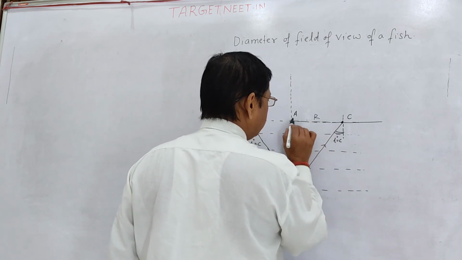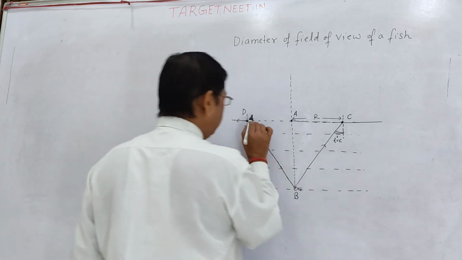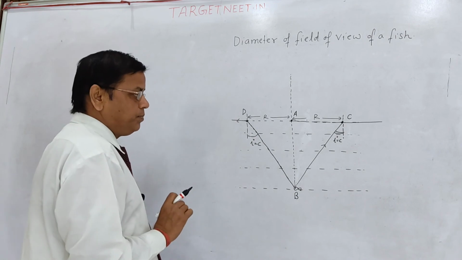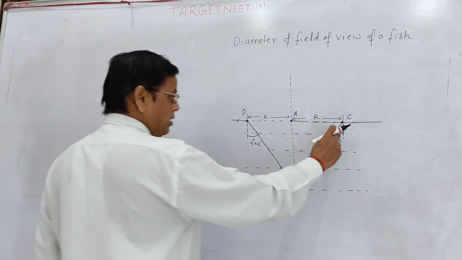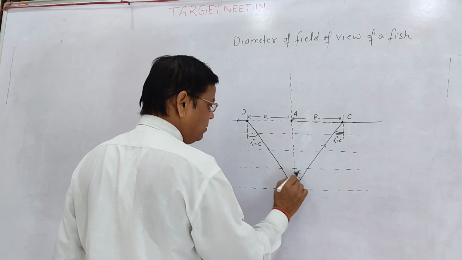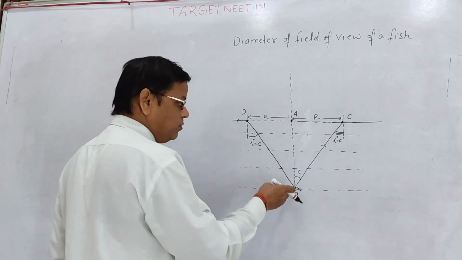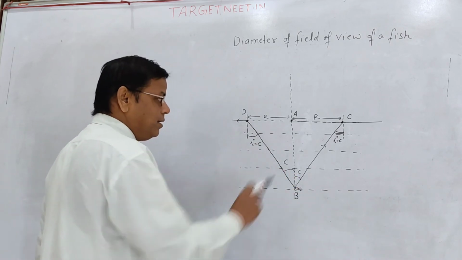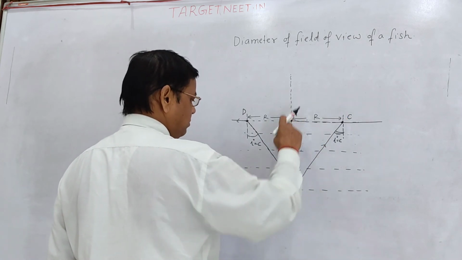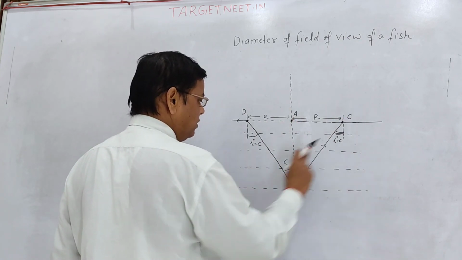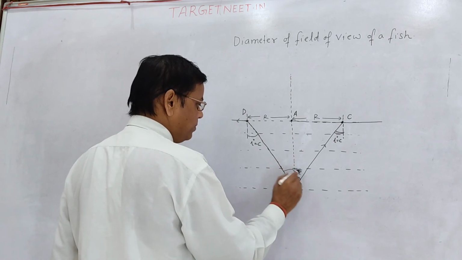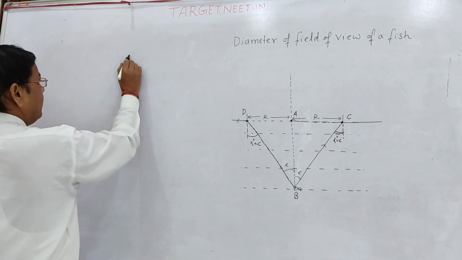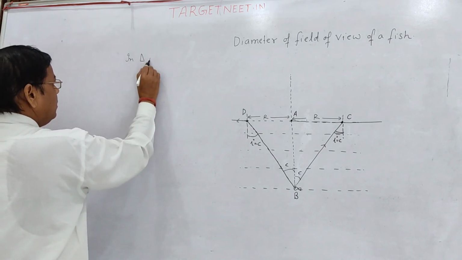So I am marking AC as R. Similarly, DA is also equal to R. So this is the radius of the field of view. Now if this angle is C, this angle will also be equal to C, because these two lines are parallel and it is a transversal, alternate interior angle. Similarly, this angle is also C. So in right angle triangle ABC, this is point C and this is the critical angle, small c.